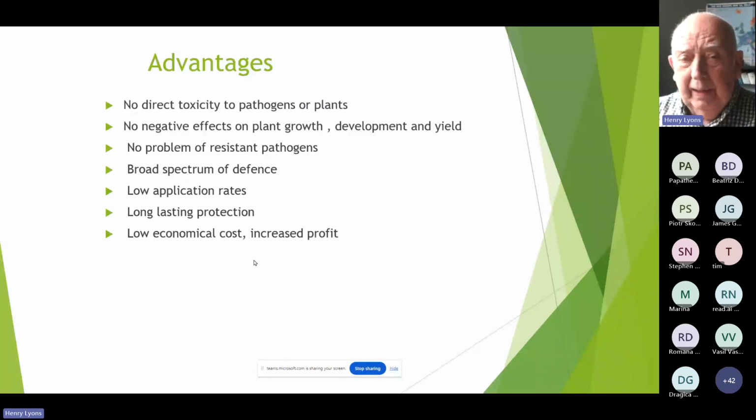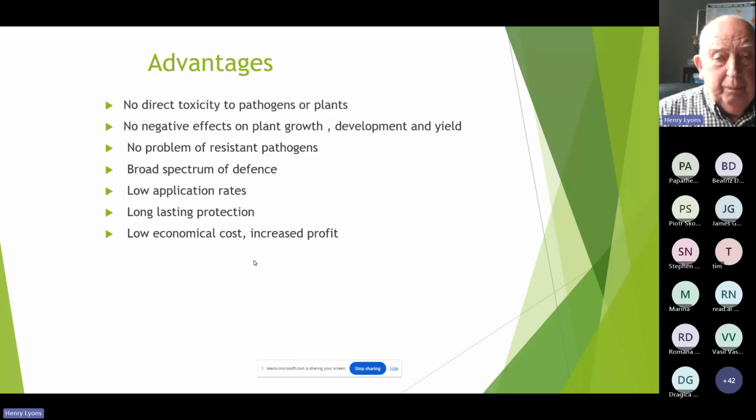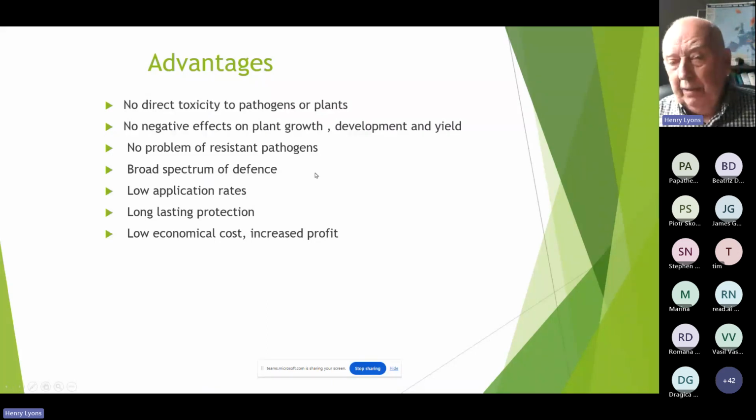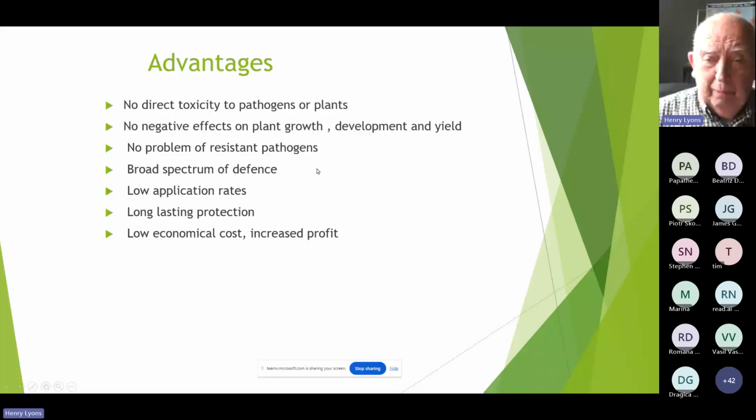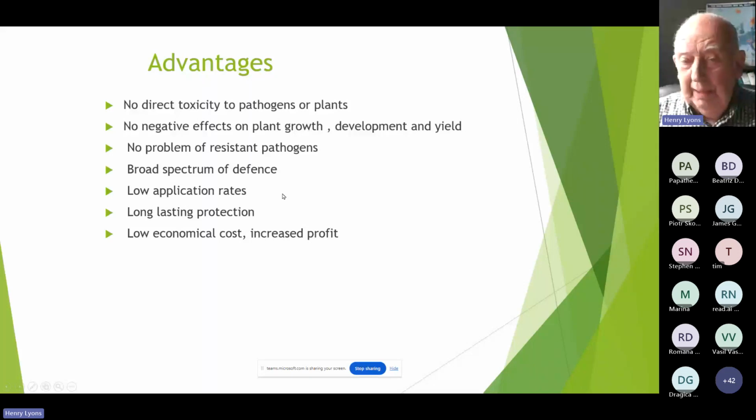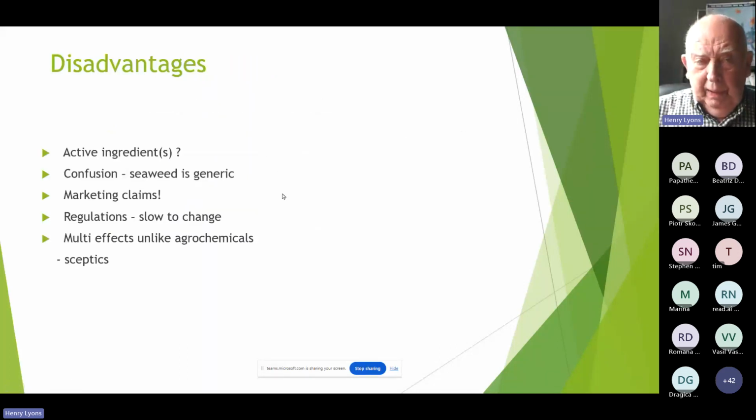The advantages are there's no direct toxicity to pathogens or plants. There's no negative effect on plant growth or yield. No problem of resistant pathogens. This is very, very important. The broad spectrum defense is another important point. Unlike most agri-chemicals, which are very specific, here you have a broad spectrum of defense, low application rates, long lasting, and the economics are pretty good.